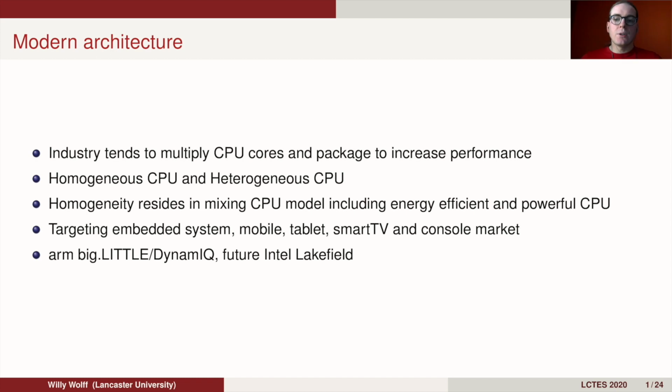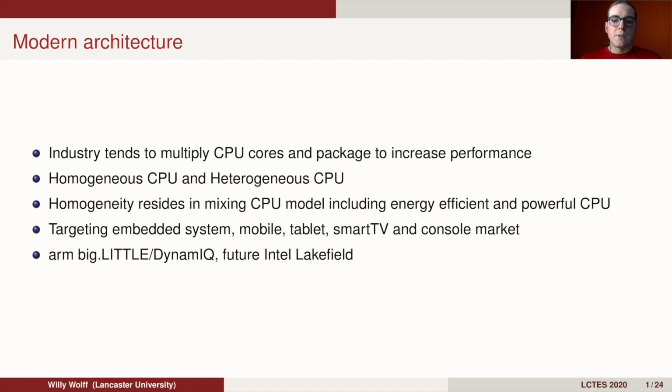Today, because CPUs can't go faster because of power consumption and related heat problems, the trend is to multiply CPU cores and packages to keep increasing performance. However, on some use cases, performance is not required at all times. For instance, on smartphones and embedded systems, some activities like emailing do not really need a powerful CPU. On the other hand, when playing video games and browsing dynamic websites, performance is appreciable.